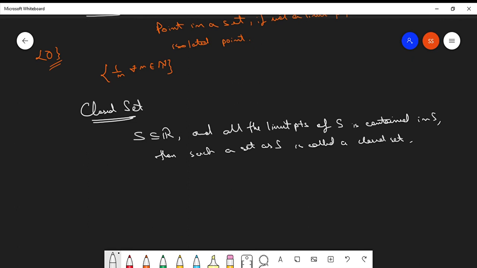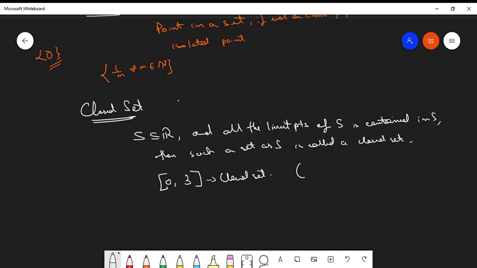So there are a few characteristics. Let us first get some examples. For example, you have this particular closed interval. Every limit point it has is contained in it. 0 and 3 are also contained in it. Any number between 0 and 3 will also act as a limit point. So all the limit points of this particular set will be contained in it. There is no limit point outside this particular set. So this becomes a closed set.